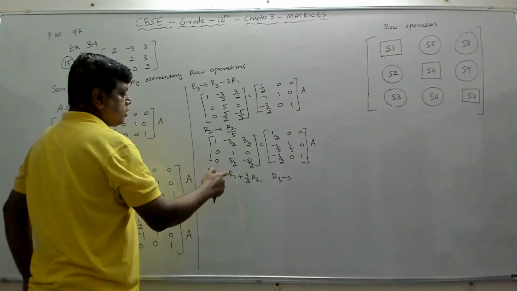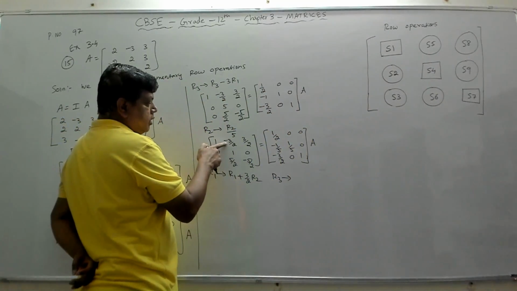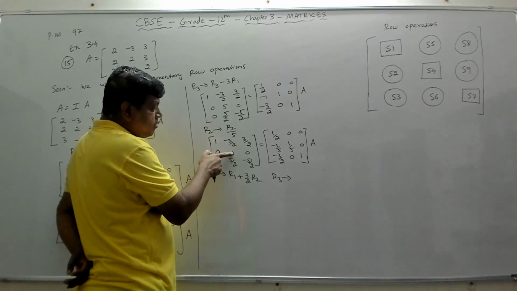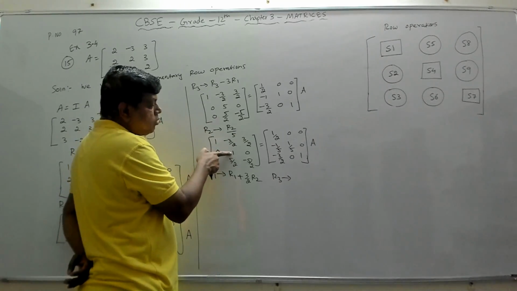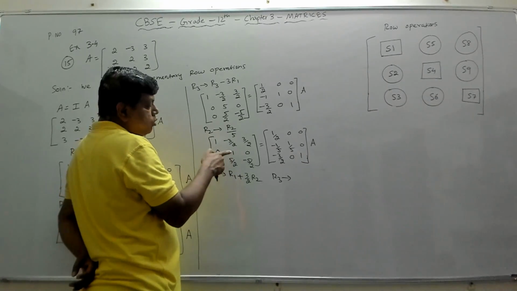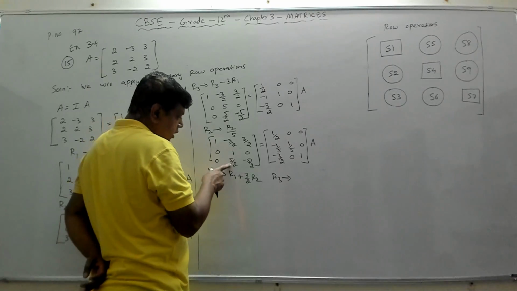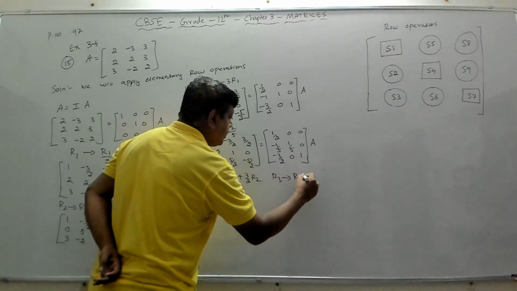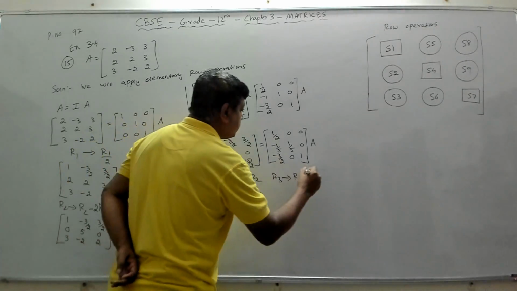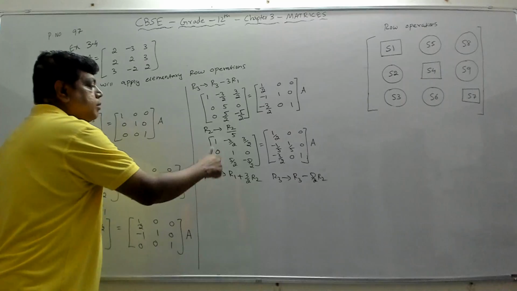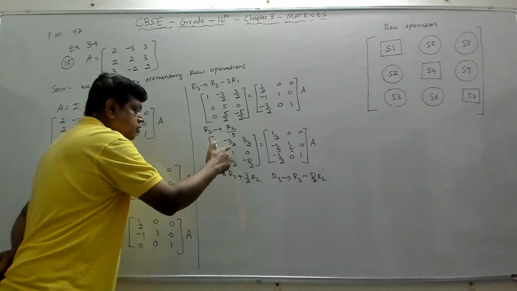Right? So which means in R1, I have to get 3 by 2. How will I make this as 3 by 2? If I multiply by 3 by 2, then 1 will become 3 by 2. That's why I multiply by 3 by 2. Now, how will I make this as 0 using this? I should take R3 is R3 minus 5 by 2 into R2. If I do that, then this element will also become 0.